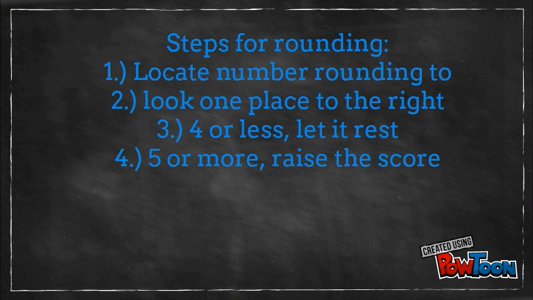Our steps for rounding are simple. First, locate the number we're rounding to. Second, look one place to the right. Third, if it's 4 or less, let it rest. And fourth, if it's 5 or more, raise the score.